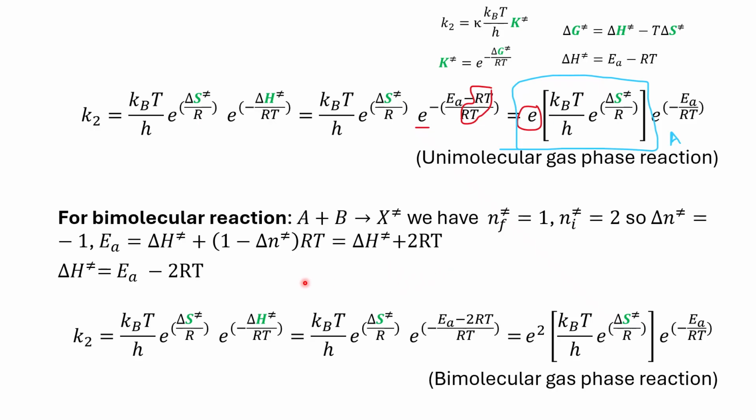If we substitute this, delta H equals Ea minus 2RT, into the rate of the reaction, then the final equation for the bimolecular gas phase reaction is this expression. So you will see that for bimolecular reactions, the rate constant will be different from the unimolecular type of reactions.